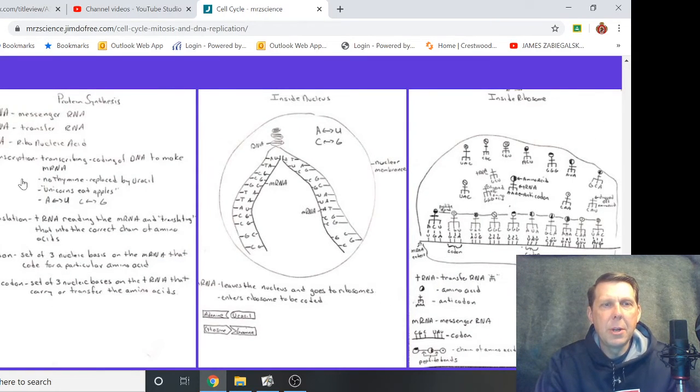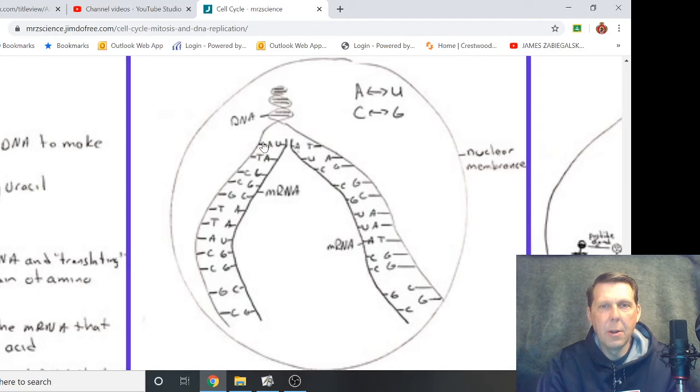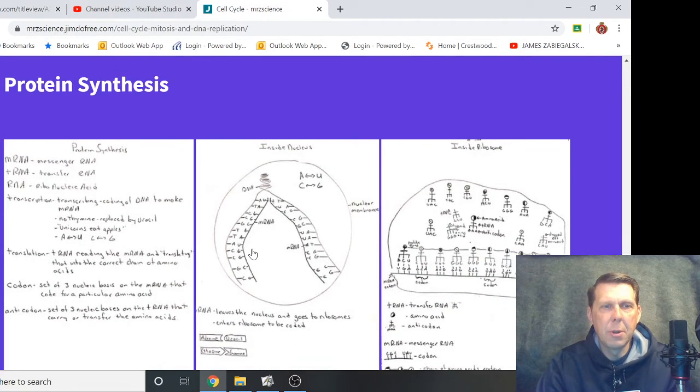Yesterday, we learned about transcription. That's what we do here inside the nucleus. The DNA is transcribed onto mRNA. That's what we did yesterday right here. We're creating that mRNA through transcription.